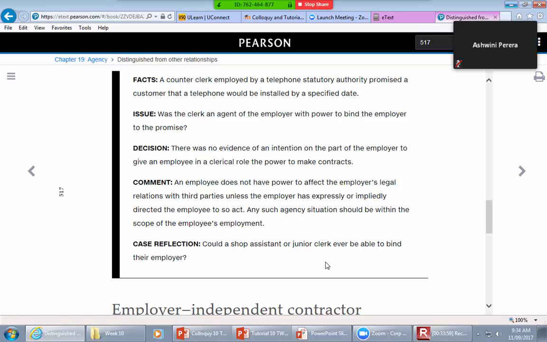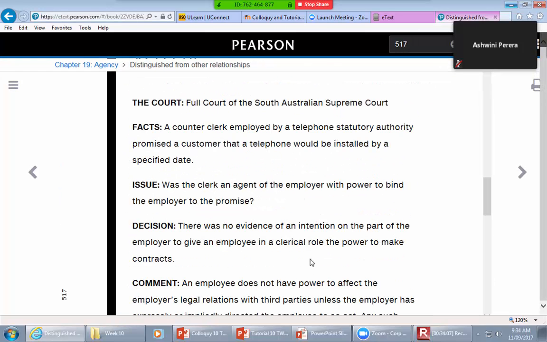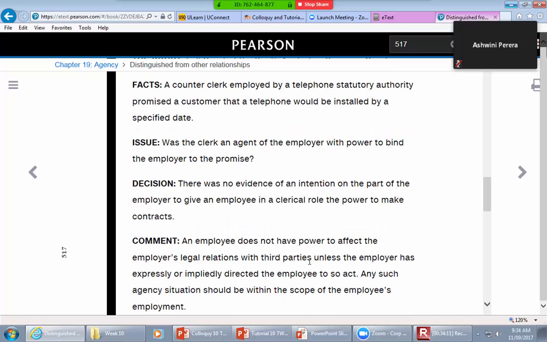So we have a counter clerk employed by a telephone statutory authority who promised a customer that a telephone would be installed by a specific date. Remember how we created contracts? Contracts are simply a bundle of promises that are exchanged between two parties. Here we have this employee saying to one of the customers, who is a third party, that their telephone would be installed by a specific date, which means what? They promised something on behalf of their employer. They said, my employer promises you would get this service by a specific date.